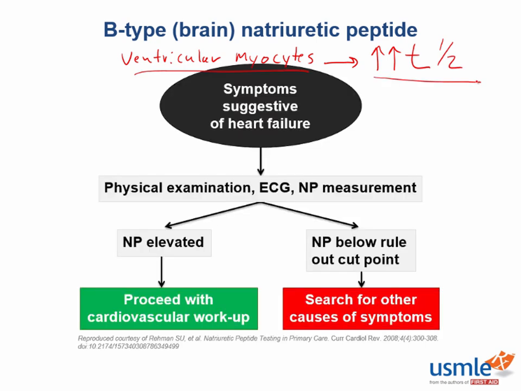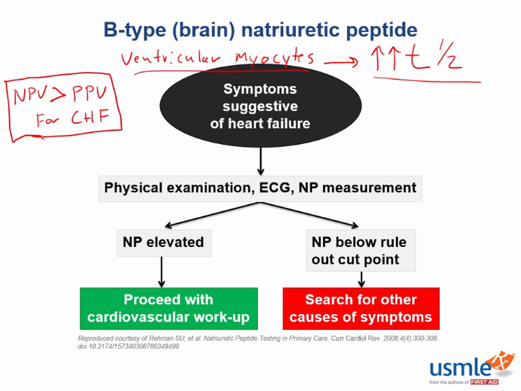So if someone presents with shortness of breath, you can use the BNP to help rule in or rule out your diagnosis. Now, many things can cause the BNP to be elevated, so therefore it has a better negative predictive value for heart failure than positive. So this means that if you have someone with shortness of breath and you check a BNP and it is not elevated, it is very unlikely that they have heart failure.